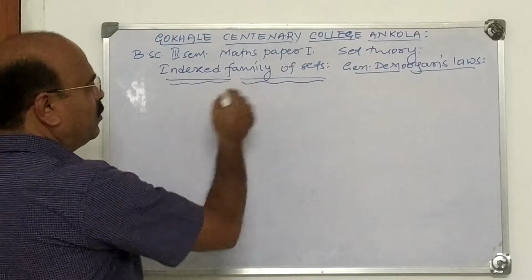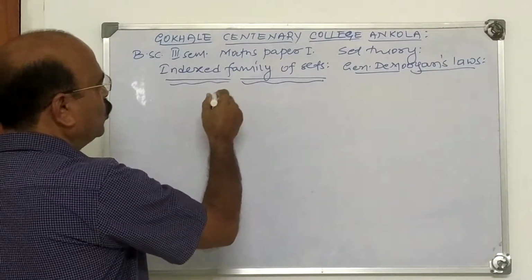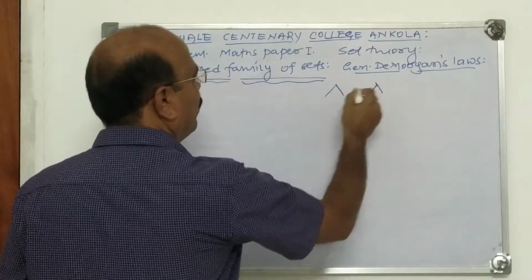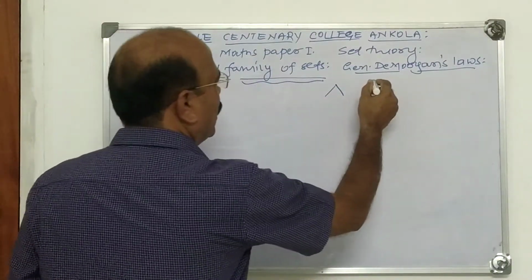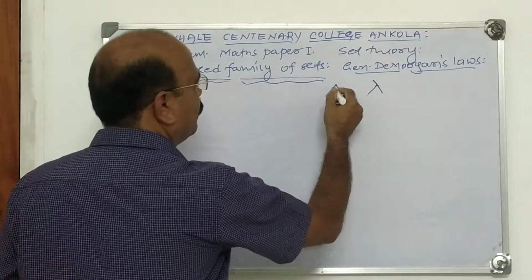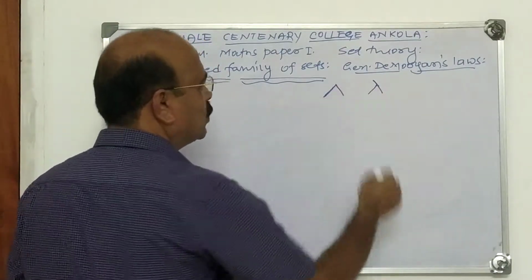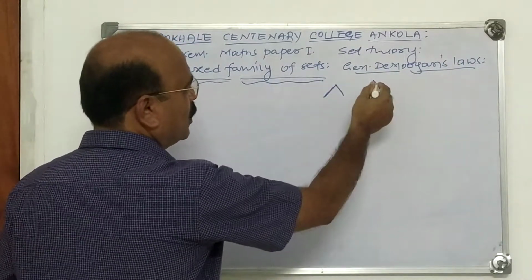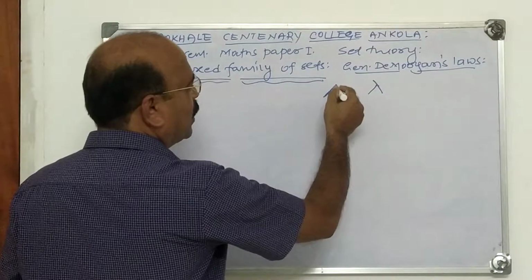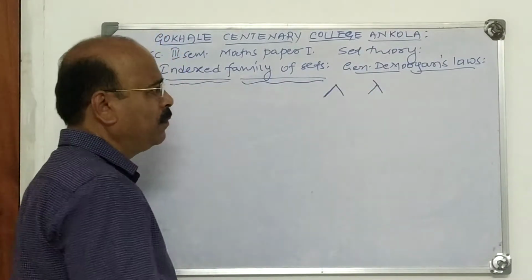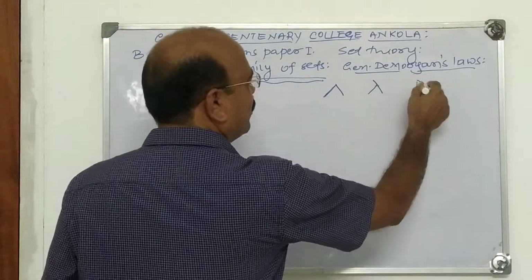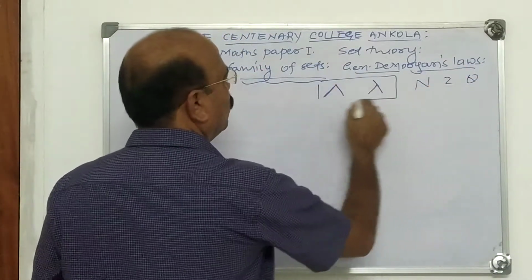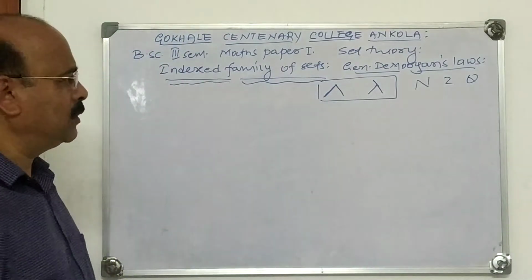How to define indexed family of sets? We use these letters. It is capital lambda, small lambda. They are Greek letters, this is the uppercase and this is the lowercase. As in the case of English alphabets, in Greek alphabets also there are uppercase and lowercase. The index set may be capital N, Z, Q and so on also, but usually we take this as notation.